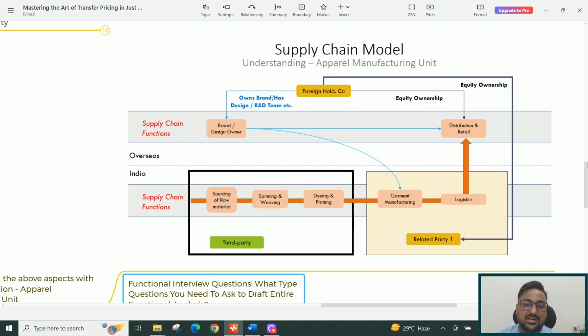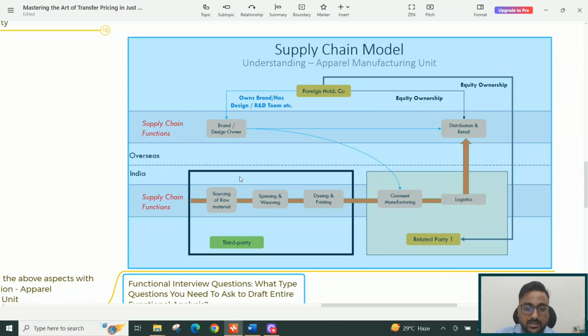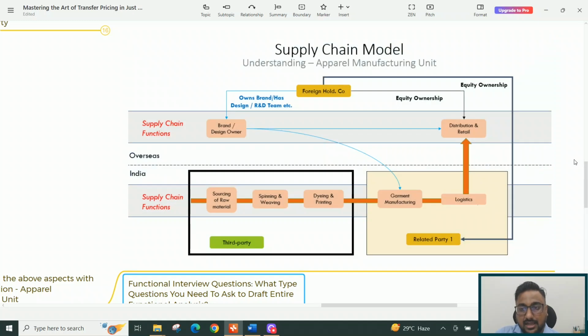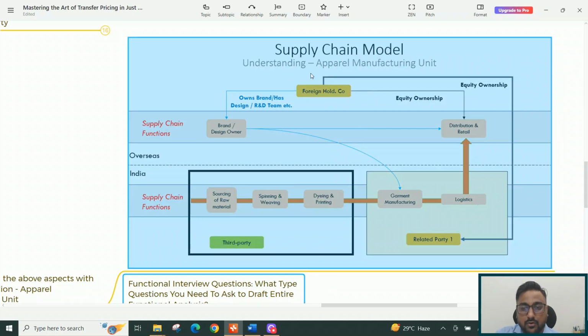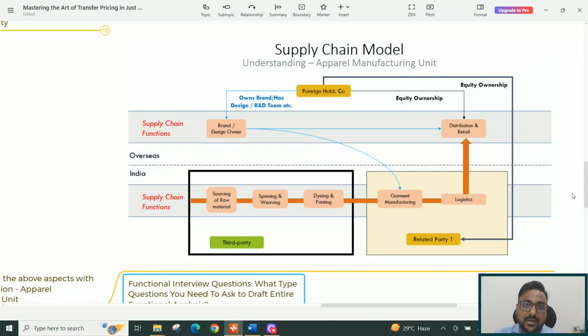Now you need to understand why I have drawn the entire supply chain model. You need to understand what functions are being performed by third parties, what functions are being performed by the related party, and what functions are being performed by the foreign holding company. So through this supply chain model you can understand all these parts, right? When you are devising a functional analysis, there would be certain questions pertaining to brand, certain questions pertaining to distribution, certain questions pertaining to manufacturing, and certain questions with regard to procurement of raw materials.